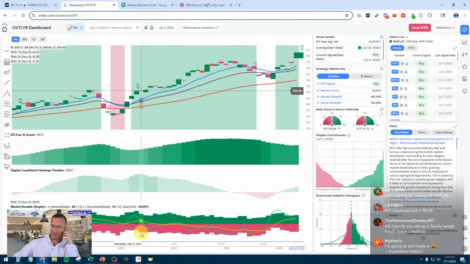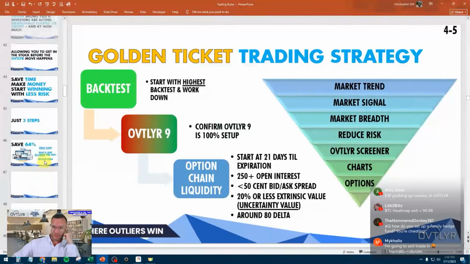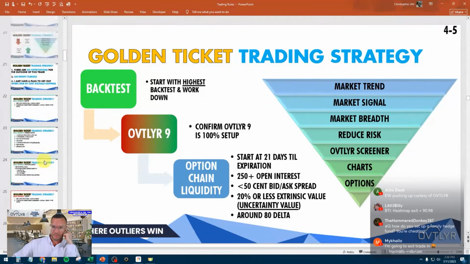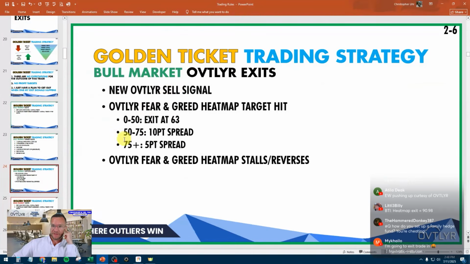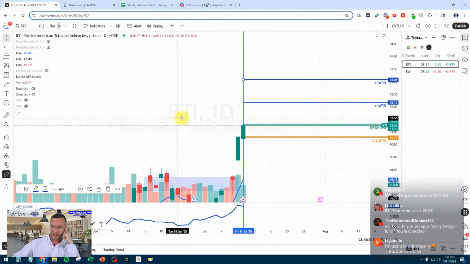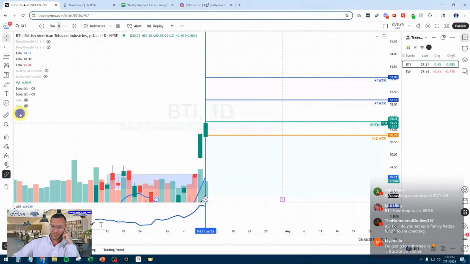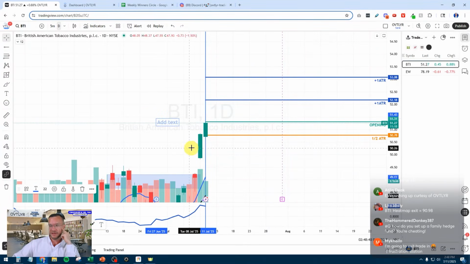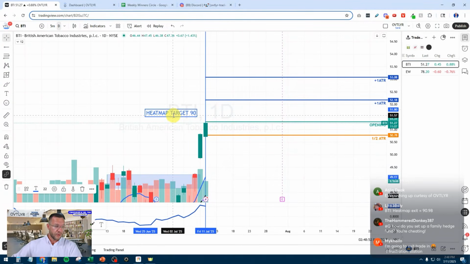I wouldn't even see a trade if it's over 90. So my exit rules are, if it's over 75, giving it just a 5-point spread on the fear and greed heat map. So it's at 85.98. My exit would be 90. Of course, if you want, you can round up to 86. By all means, go for it. You do you. I'm just going to do 90, right? So heat map target 90. I don't know when that's going to happen, right? I'm just going to follow my plan when I get out.